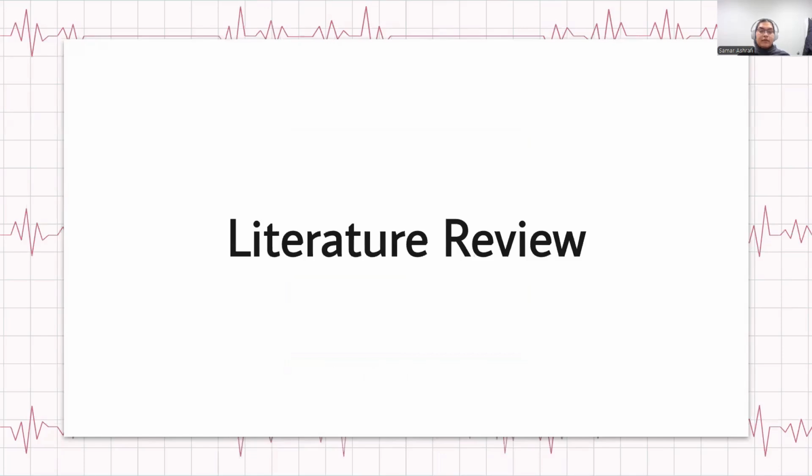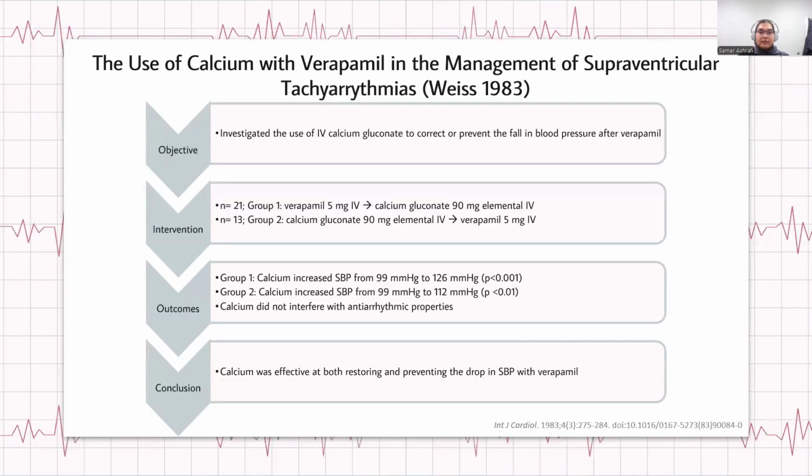There are a few studies that have looked at this, specifically dating all the way back to the 80s. Which would include the first trial in 1983 by Weiss and colleagues that looked at the use of IV calcium gluconate before verapamil, and they actually included patients in 2 different groups where they either got the calcium after the verapamil, so that was group 1, or in group 2 where they got calcium before verapamil.